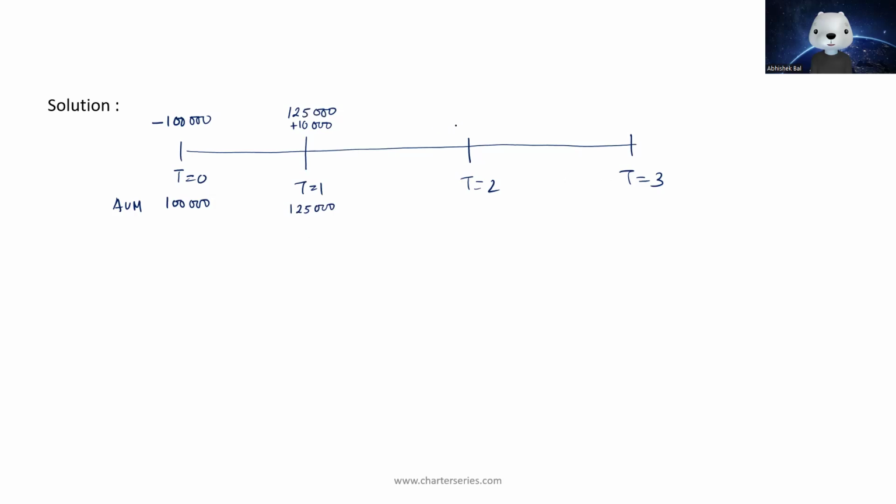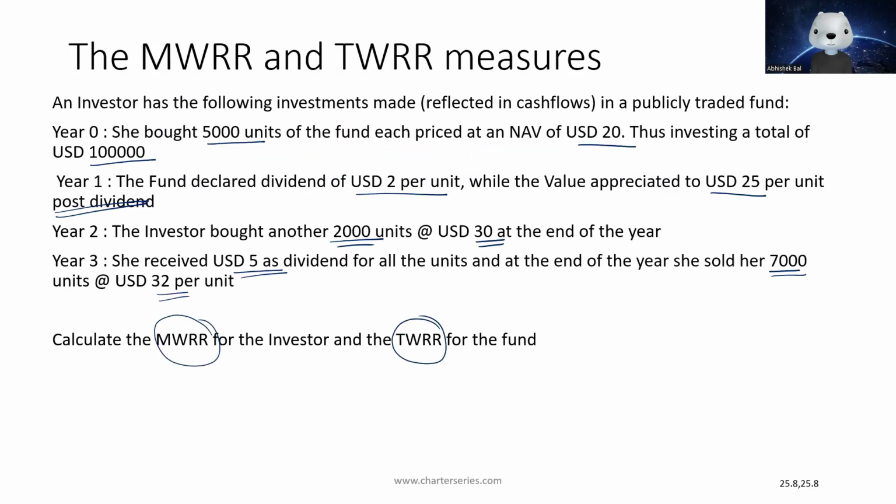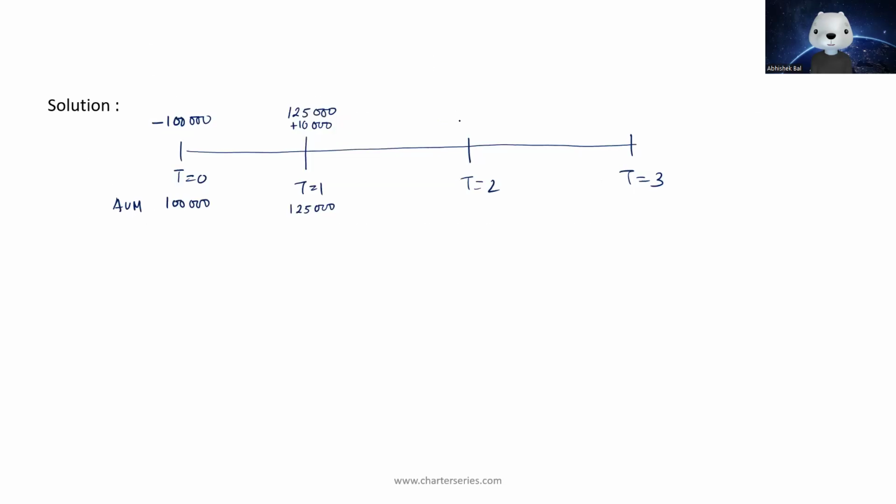And at the end of year 2, the investor had purchased another 3,000 units. So there is a cash outflow from the investor's perspective. Remember, this timeline is from the point of view of the investor, which is to say that the fund manager's cash inflows and outflows sign will be exactly the mirror image of what is being shown out here. And the total AUM after the infusion of the 16,000 will now become $210,000 because there is a capital appreciation as well at the end of year 2.